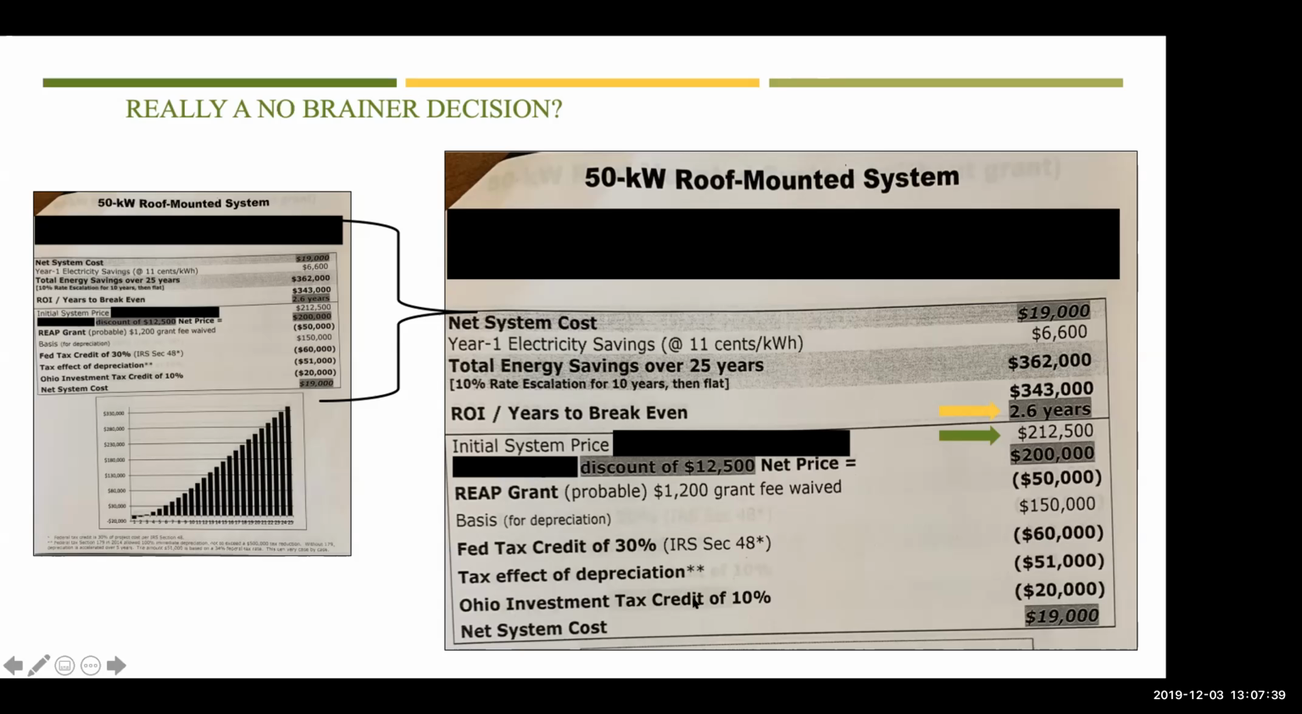And then this Invest Ohio tax credit program, this doesn't even qualify for solar. This is a job creation tax credit. And so, there's just a number of things in this proposal that can come up with this 2.6 years, but it's just not the best financial metric.